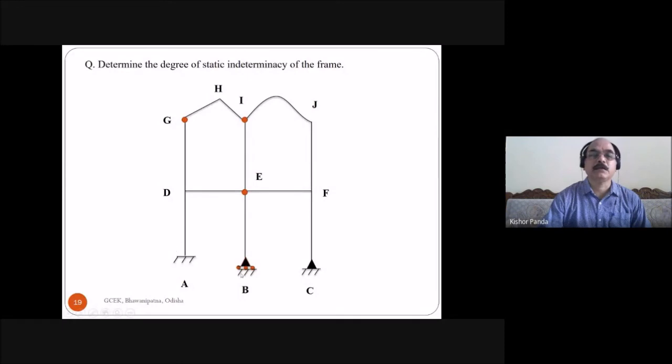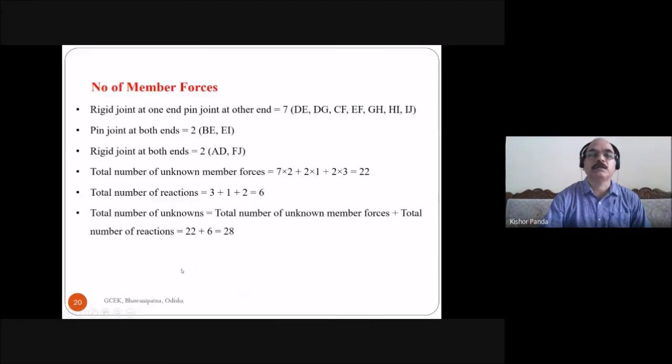Here 3 reactions, here 1 reaction, and here 2 reactions in support. Roller support 1, pin support 2. 2 plus 1, 3 plus 3, 6. So the total number of reactions is equal to 6.